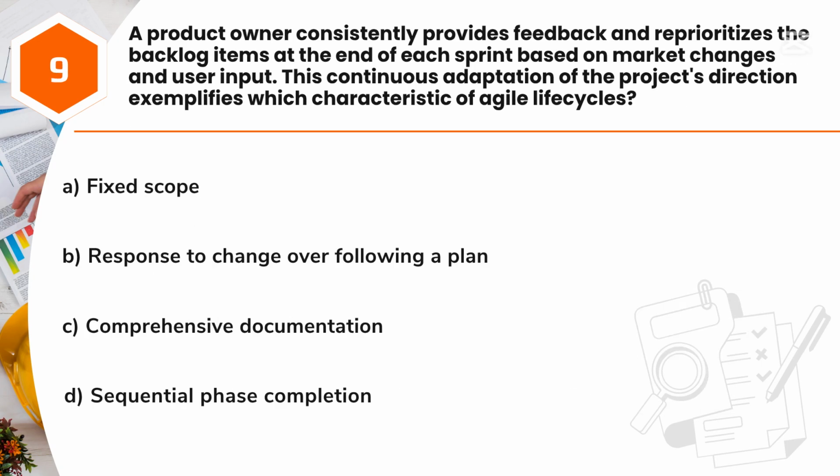Question 9. A product owner consistently provides feedback and reprioritizes the backlog items at the end of each sprint based on market changes and user input. This continuous adaptation of the project's direction exemplifies which characteristic of Agile lifecycles? A. Fixed scope. B. Response to change over following a plan. C. Comprehensive documentation. D. Sequential phase completion.